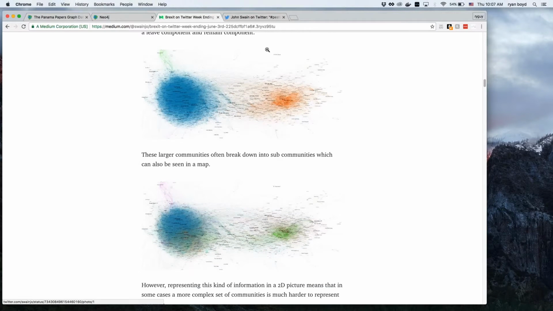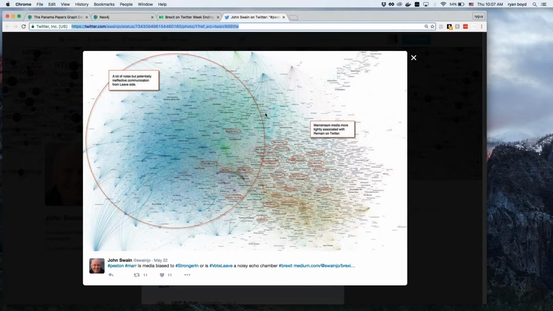But you can basically see, and this is a really good example, when you look at the connections between all of these different people, and the volume of their communication. You can see, for instance, here it's very dense around the Leave side with a lot of noise. There's a question that John has here as to whether it's effective communication. Again, this was before the results came in.